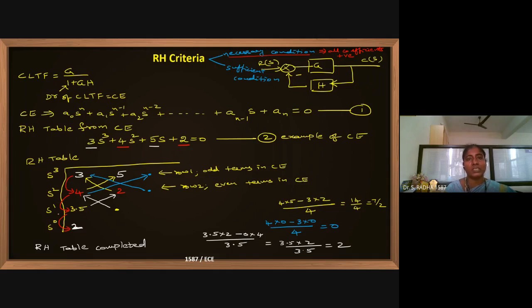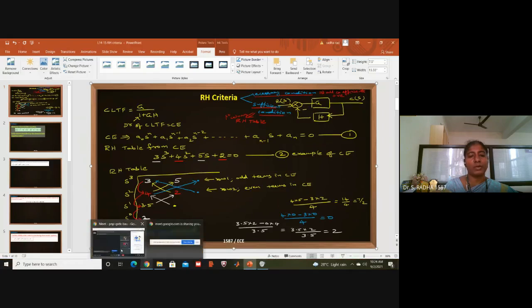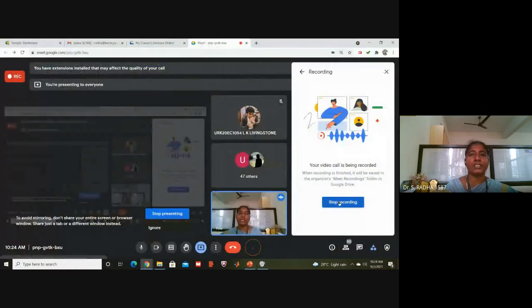The number of sign changes equals the number of roots on the RHS. In the pole-zero diagram, the number of poles on the RHS is the number of sign changes in the RH table. That is the sufficient condition: we check the first column in the RH table. So these are the 2 conditions, the necessary condition and the sufficient condition, based on which stability using the RH criterion can be concluded.